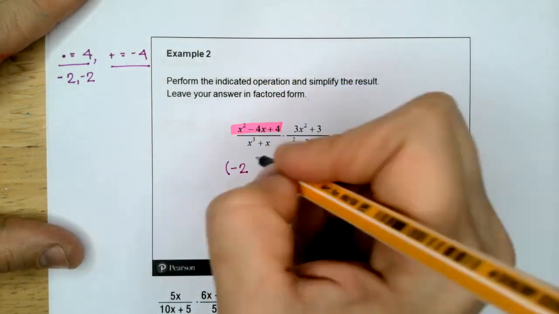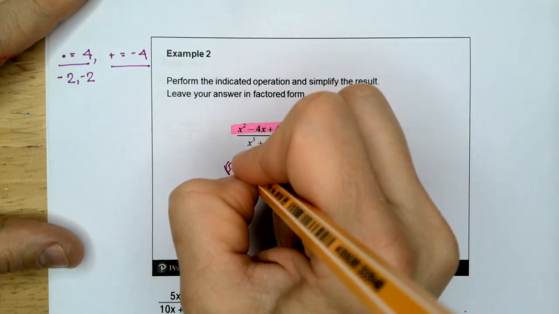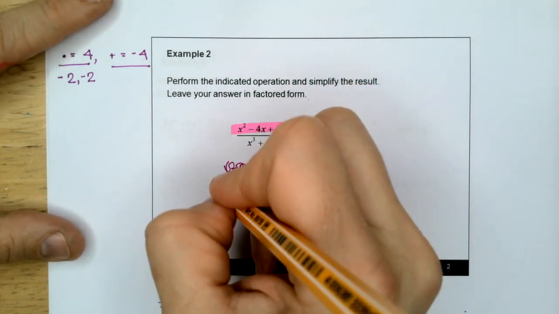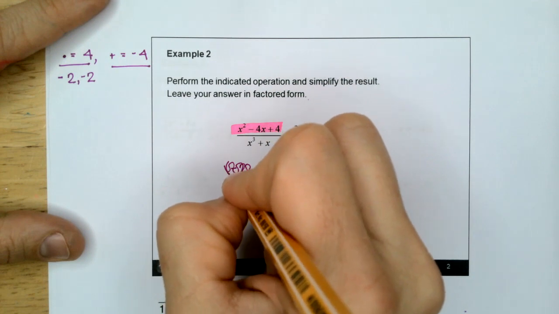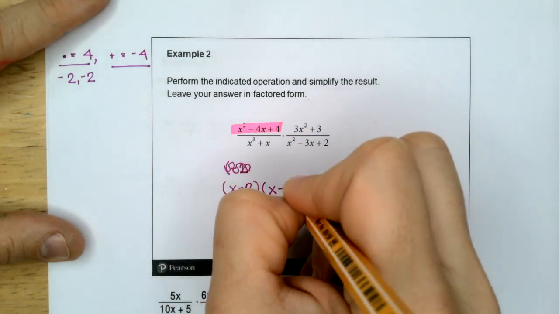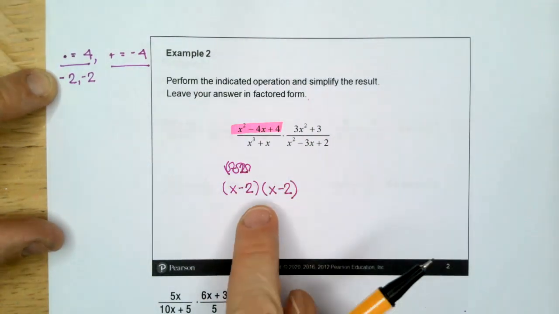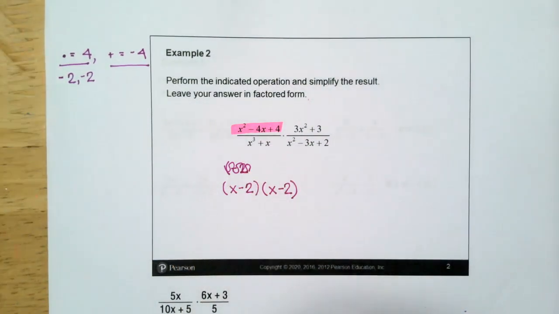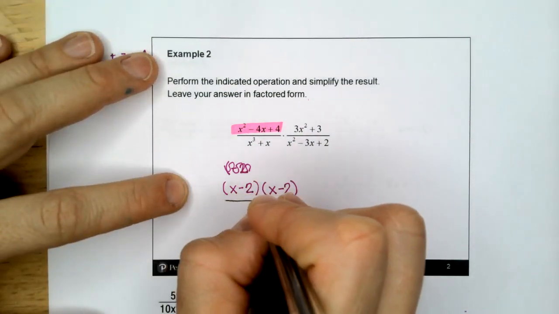So that is going to become x minus 2 times x minus 2, or x minus 2 squared, right? Oh, and I had so little space to work with anyway. But we want to write it like this so that it's easier to cancel them out if, by chance, we're lucky, we can, okay?